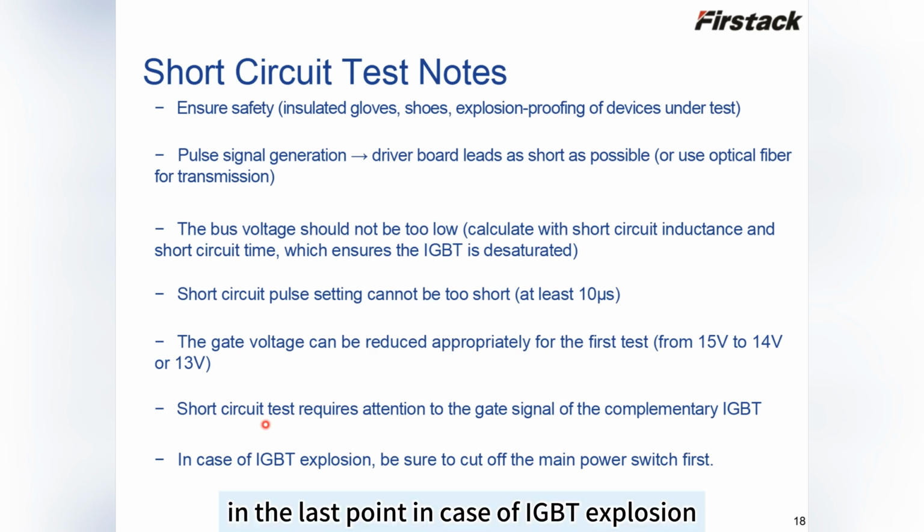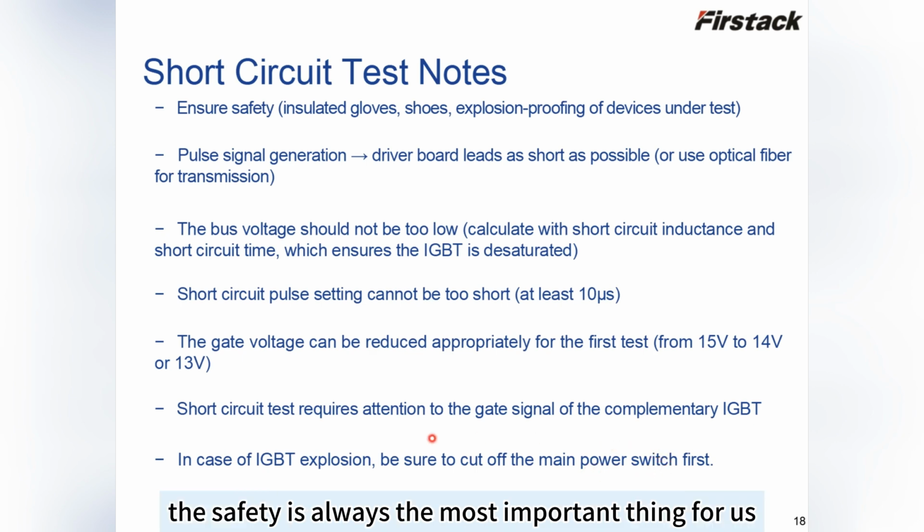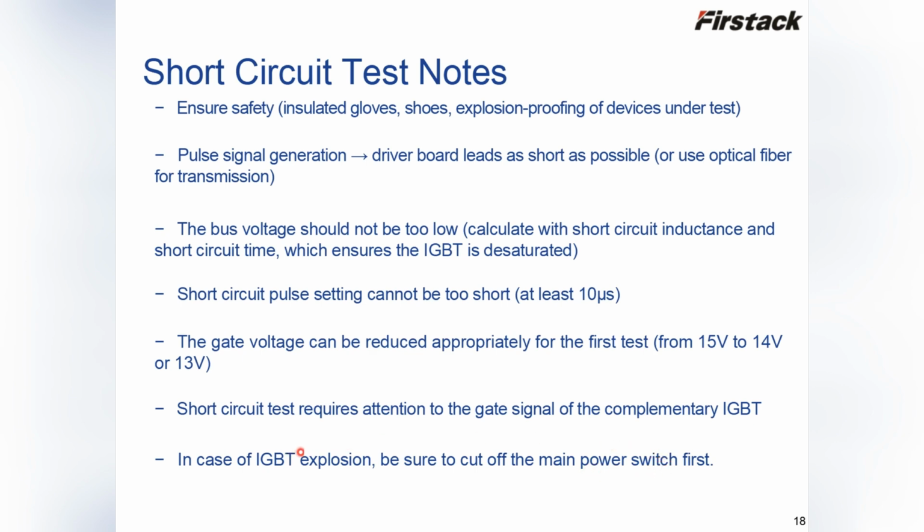In the last point, in case of IGBT explosion, be sure to cut off the main power switch first. So if you meet an explosion, don't be afraid. Firstly, discharge your complete system. It is very important. Just discharge your system and make sure that there is no power left in your system. So the key point here is that safety is always the most important thing for us.